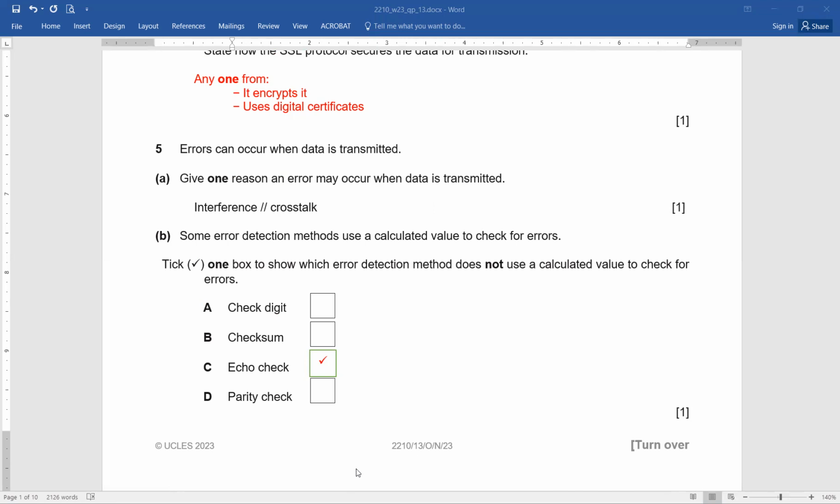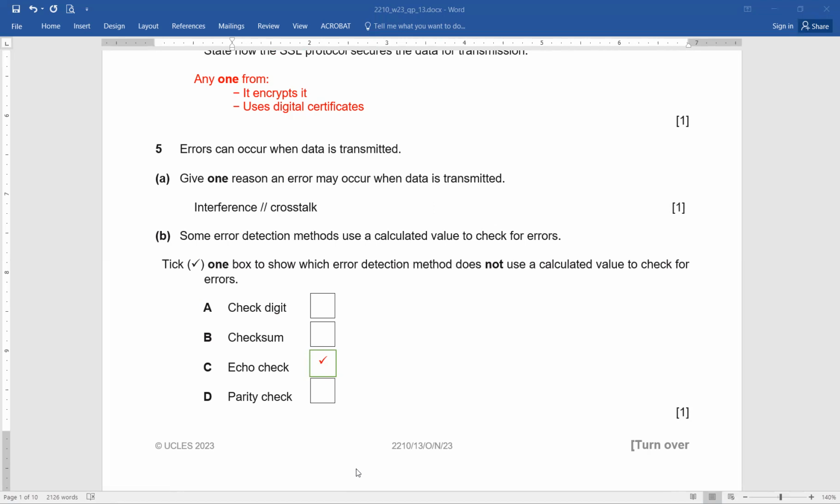Some error detection methods use a calculated value to check for errors. Tick one box to show which error detection method does not use a calculated value. Check digit, checksum, echo check, and parity. Now just recall, check digit, definitely that needs calculation. So it is completely out of question.